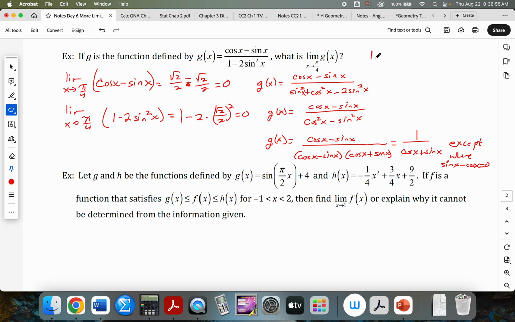All right, so now the limit as x goes to pi over 4 is going to be 1 over square root of 2 over 2 plus the square root of 2 over 2. Which is 1 over 2 times square root of 2 over 2, which is 1 over the square root of 2.